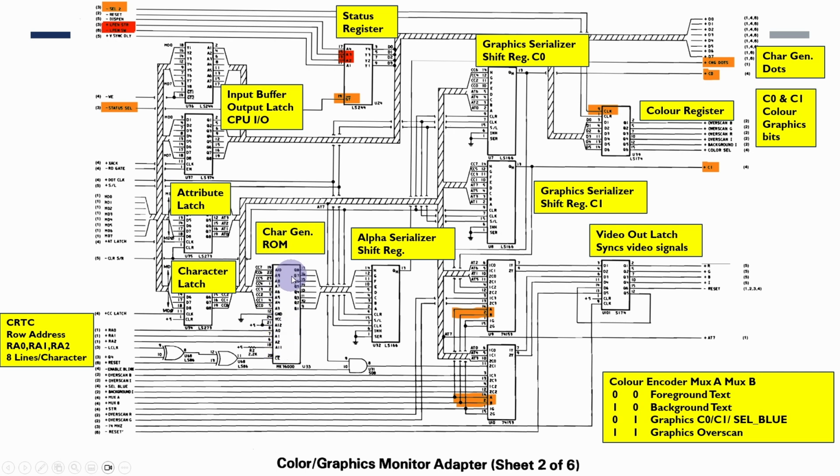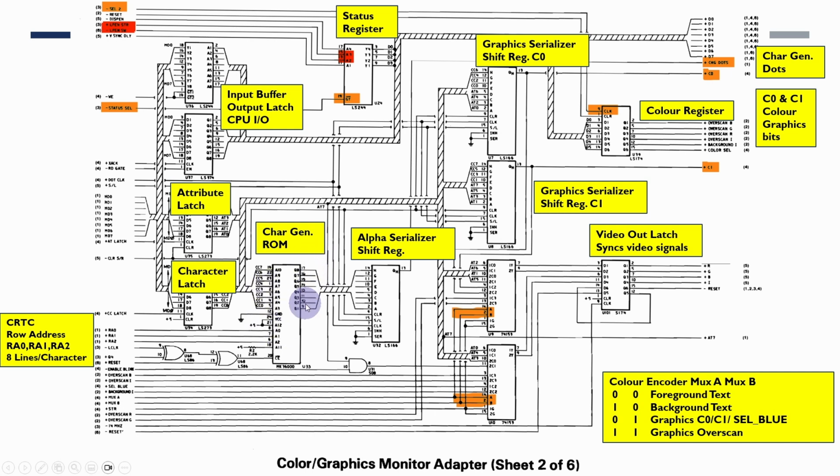This means that when the font is loaded in the character generator ROM, we need to make sure that row 0 is the top of the character and row 7 is the bottom of the character. As these values cycle through row 0, 1, 2, 3 up to 7, we'll get the lines of the character.